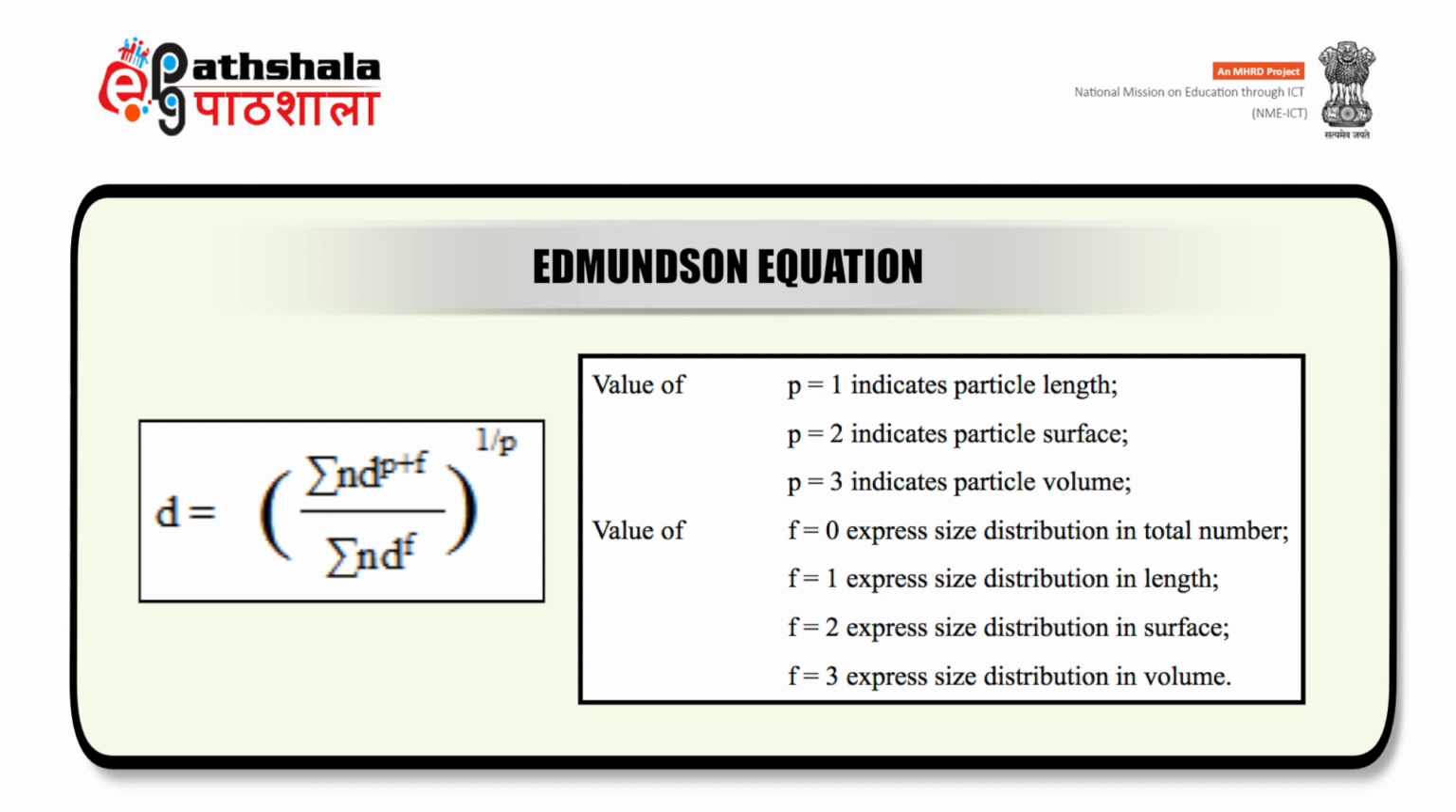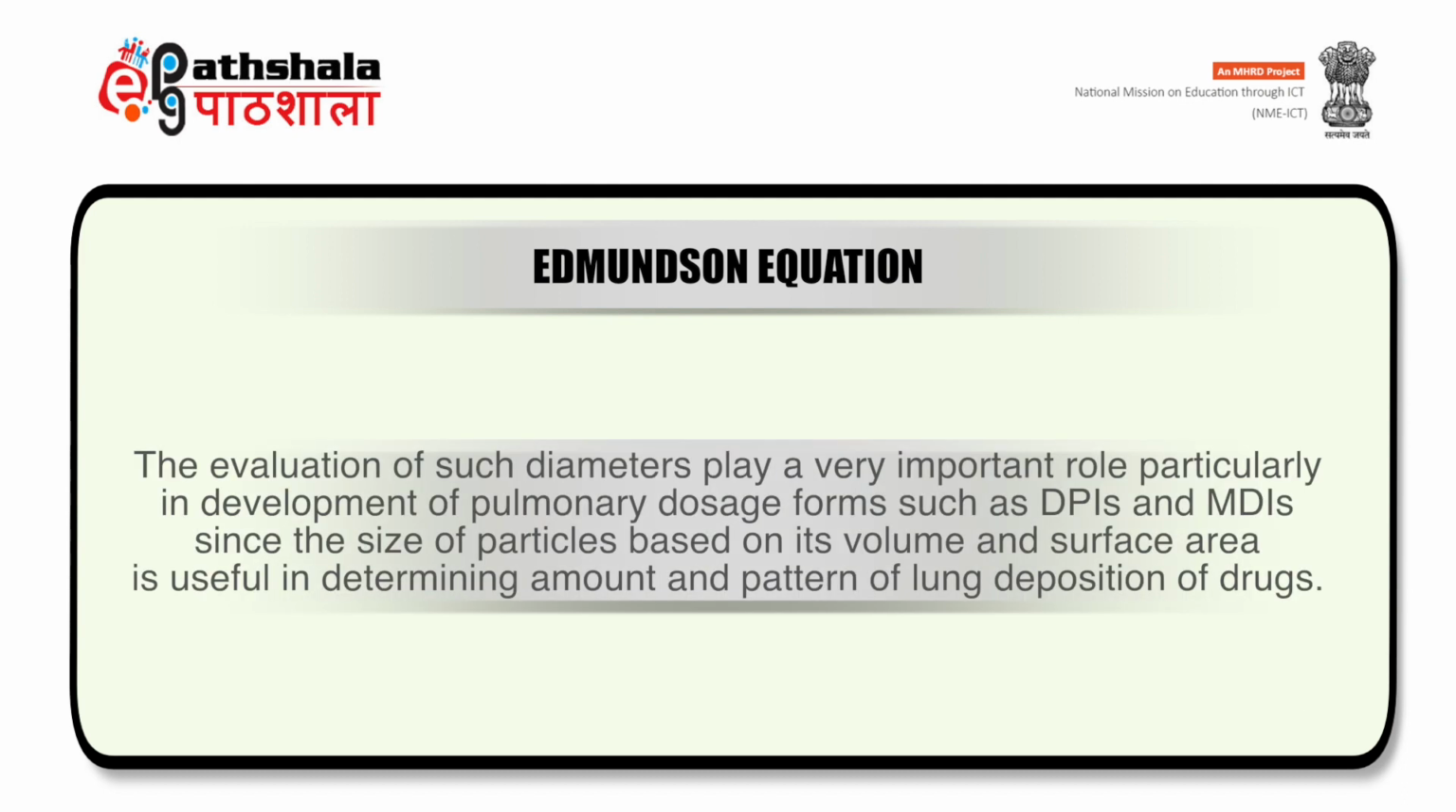Value of f can be 0, 1, 2 and 3. f equal to 0 expresses size distribution in total number. An f value of 1 expresses size distribution in length. When f equals 2, it expresses size distribution in surface, and an f value of 3 expresses size distribution in volume. The evaluation of such modified diameters plays a very important role, particularly in the development of pulmonary dosage forms such as DPIs and MDIs, since the size of the particles based on its volume and surface area is useful in determining amount and pattern of lung deposition of the drugs.